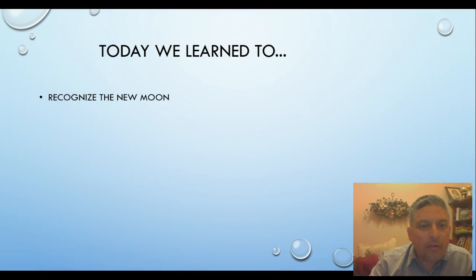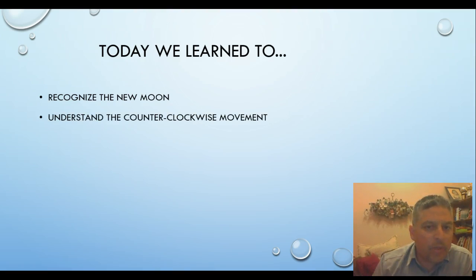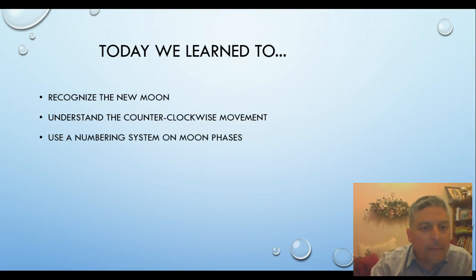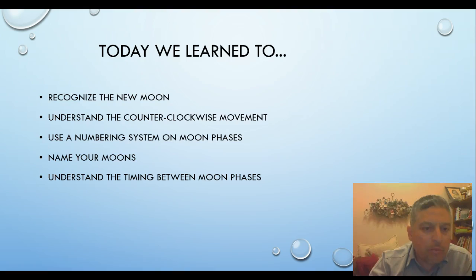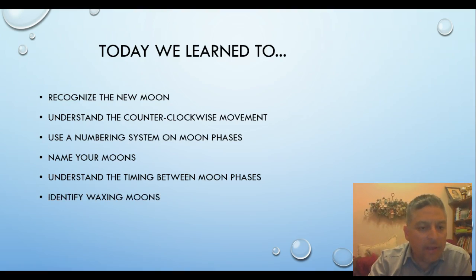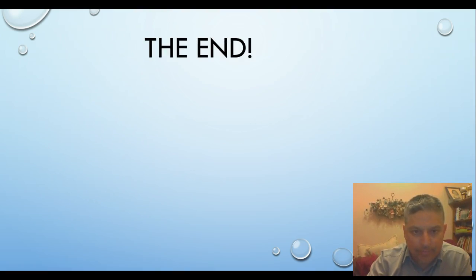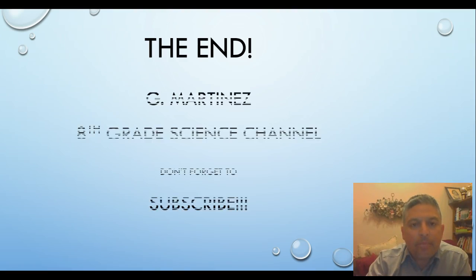Okay, so today we have learned how to recognize the new moon. We have also learned to understand the counterclockwise movement of the moon around the planet. Using a numbering system, we can identify moon phases, and of course naming your moons, understand the timing between the moons, which most of the questions are going to be around this part. And then we have identified a couple things about waxing moons and waning moons. So that is it. This is the end.